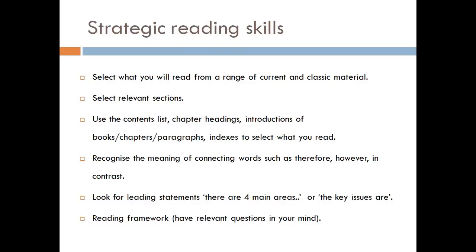Within a journal article as well, you might not actually be interested in the methodology and the actual results of what they've found out, but the discussion and the introduction and the conclusion are what you're interested in. So use the contents list, the chapter headings, introductions, to select what it is that you actually want to read. And also it's about recognising the meaning of connecting words such as therefore and however and in contrast. If you go through a journal article and you highlight those words initially, sort of skimming it, you can then see the structure of their argument.